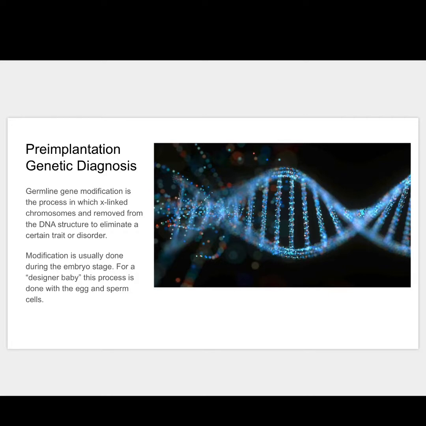It is a process in which X-linked chromosomes are removed from the DNA structure to eliminate a certain trait or disorder. This modification to the DNA structure is often done during the embryo stage. Before a designer baby, this process is done with the egg and the sperm cells before the baby is created.